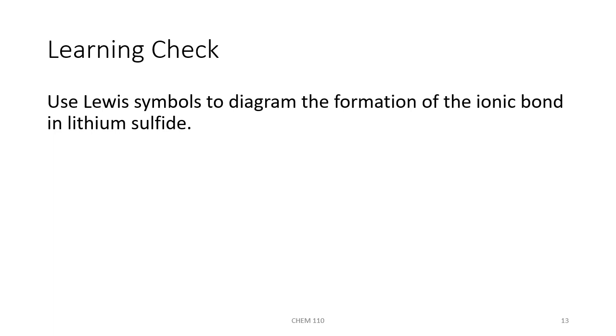Use Lewis symbols to diagram the formation of the ionic bond in lithium sulfide. First, let's write the correct formula for lithium sulfide. Lithium, we know, is a group 1A metal, so it forms a +1 charge. Sulfur is a group 6A nonmetal, so it forms a -2 charge. When we come up with the correct formula, we want to cross the charges, and so we're going to have Li2S. That tells us that there's going to be 2 lithium ions for every 1 sulfide anion.